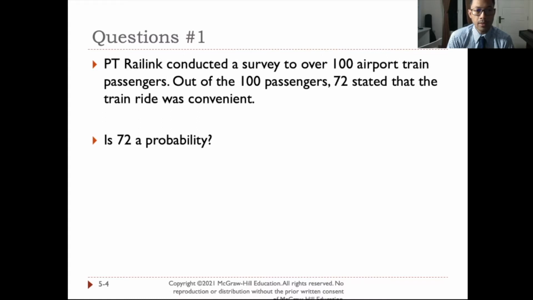So 0.72 probability mentioned that the train ride was convenient. So this is one way of calculating probabilities, and we'll learn more about how we can calculate probabilities in several slides.